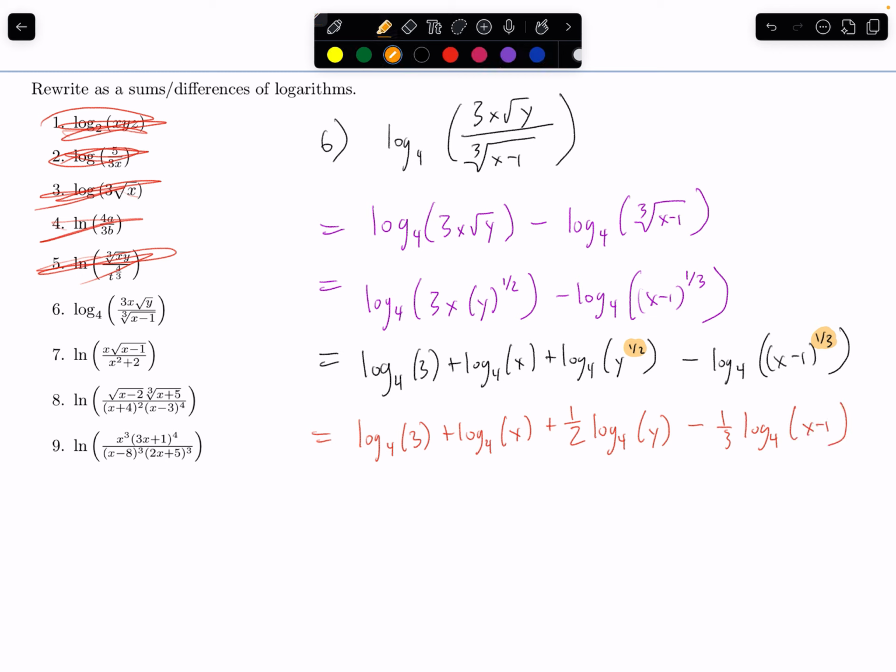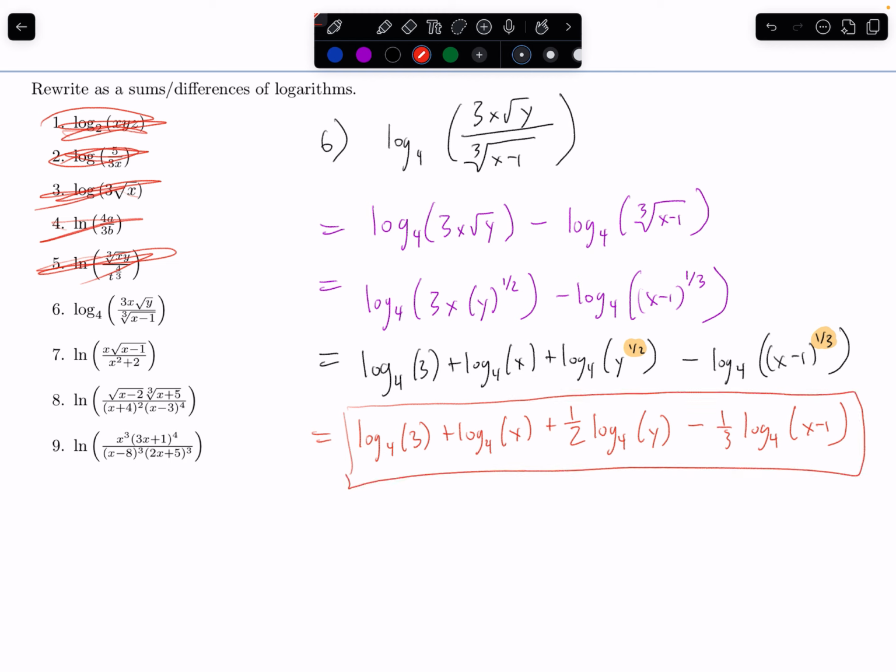And the only thing that looks like it's not very simple is this x minus 1, but there's nothing we can do with subtraction because we can go from multiplication to addition, we can go from division to subtraction, we can go from exponents to multiplication, but we can't do anything with addition or subtraction. Those are already stuck where they are within a log. Okay, so that was 6.